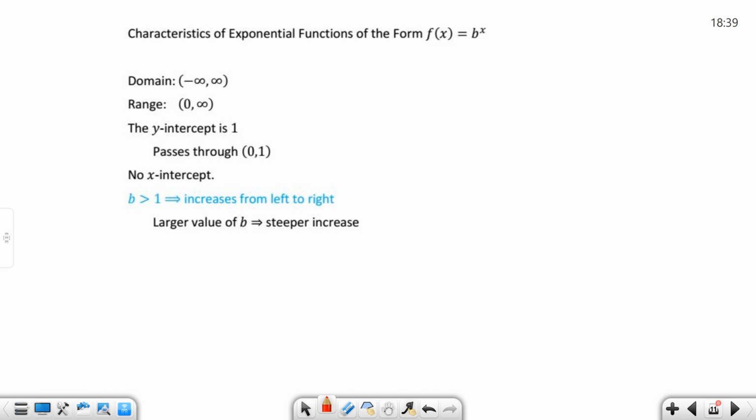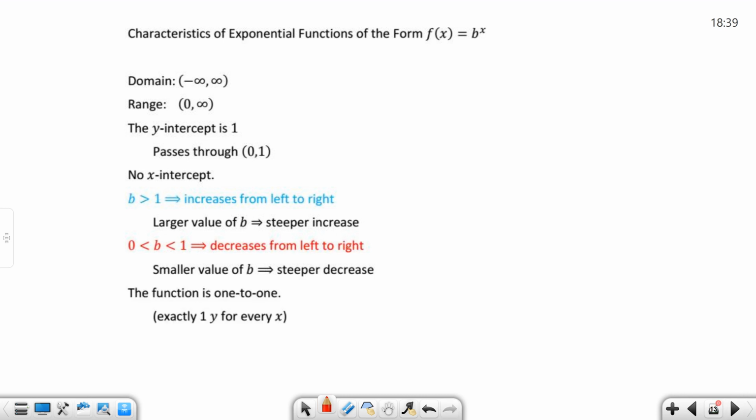If b is greater than 1, it increases from left to right. So it's going to be something like this. Well, that's pretty terrible. It's going to be a smoother curve there. Larger value of b, steeper the increase. And then if 0 is less than b is less than 1, so if b is between 0 and 1, it decreases. So it's going to come down like this. And again, the smaller the value of b, the closer you get to 0, the steeper the decrease.